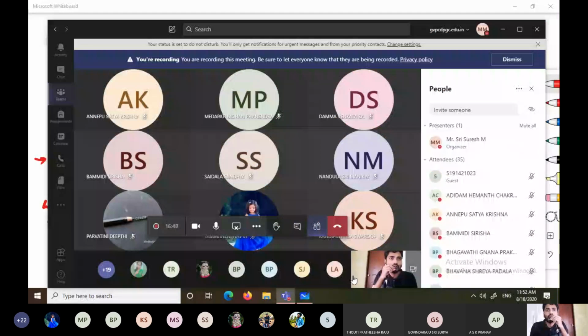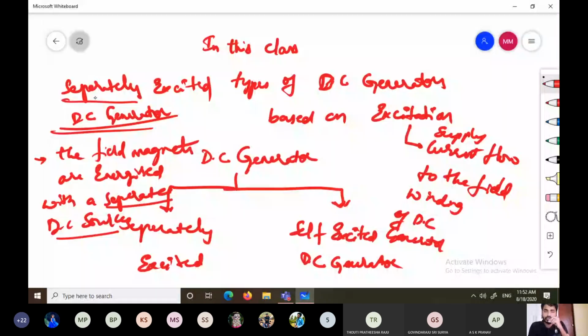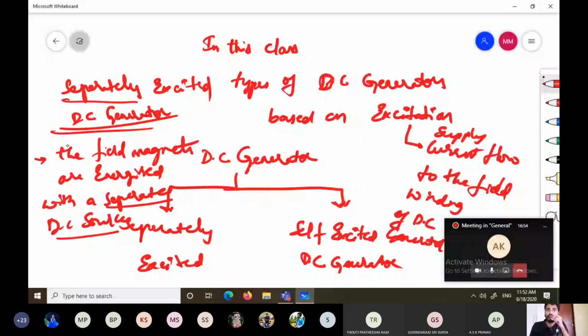Okay. Now we'll see about self-excited. Have you understood separately excited? Separately excited means the field magnets are energized with a separate DC source. Then it is called a separately excited DC generator. Again, I will tell deeply about this separately excited DC generator later. Now we'll see about self-excited DC generators. What do you mean by self-excited?